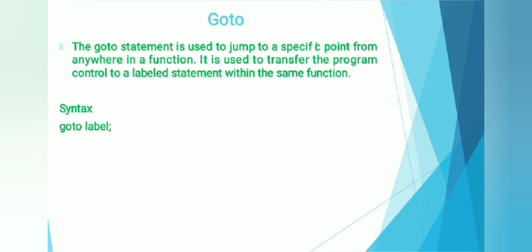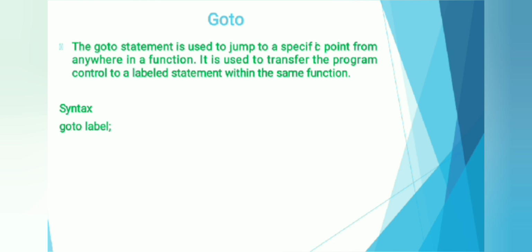So you have to use the goto keyword, followed by the label name given by the user, and at the end you give a semicolon. Whenever it sees the goto statement, it will check the label. Where you have mentioned the label, the control moves to that place. So this is the concept of goto: the control jumps to the labeled location.